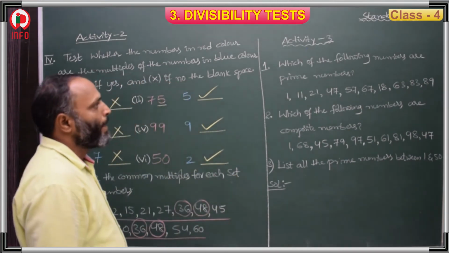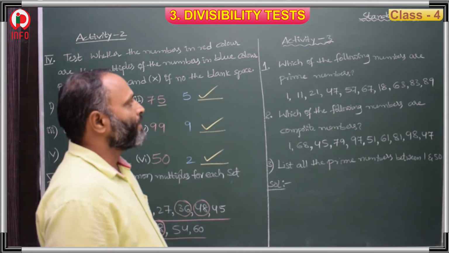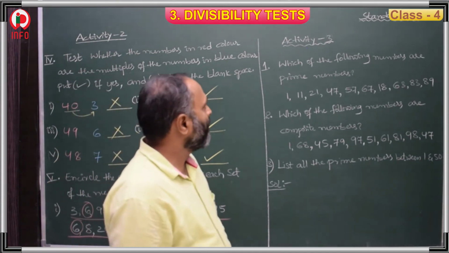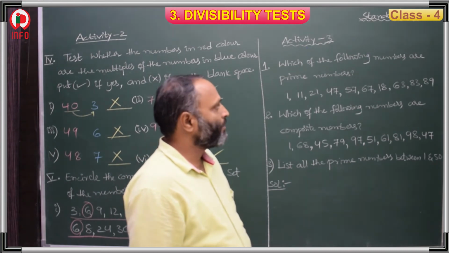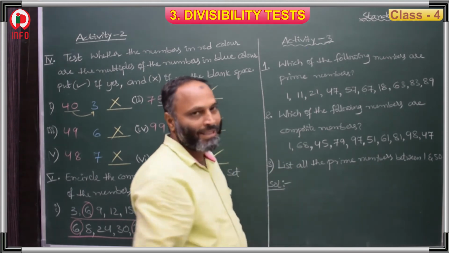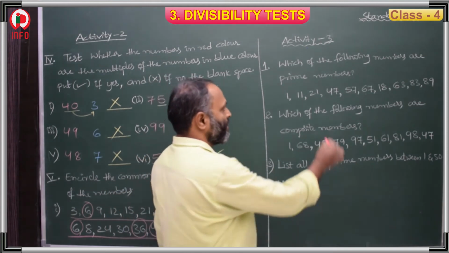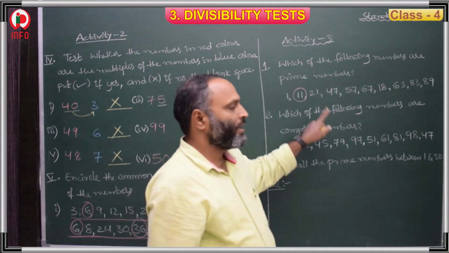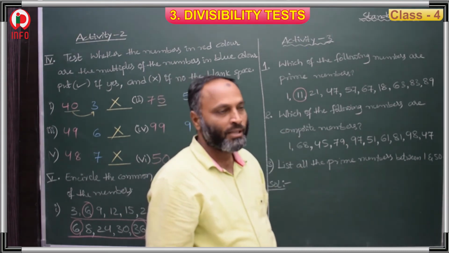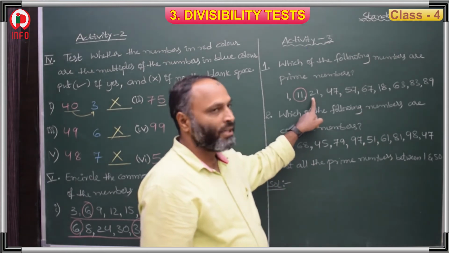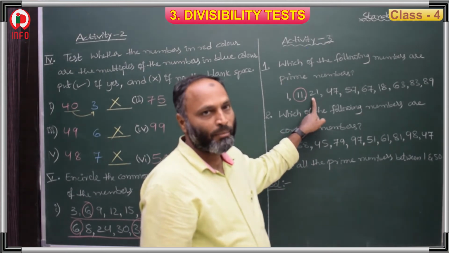Next. Here, which of the following numbers are prime numbers? In activity 3, we have to write which numbers are the prime numbers. First one. 1 is neither a prime nor a composite. 11 is a prime number. 21 is not a prime number. Why? 7 3s are 21. It is divisible by 3 and 7. So it is not a prime number.